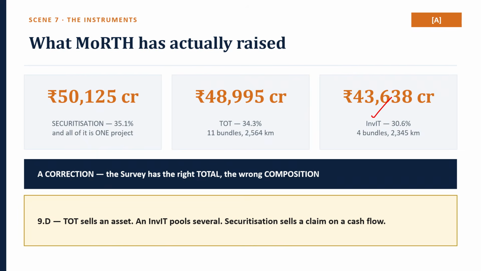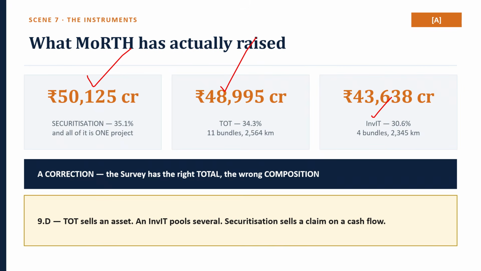And what MORTH, the Ministry of Road Transport and Highways, has actually raised. You have to say this as a correction. It is a teaching moment. To March 31st, 2025: 1,42,578 crore in total. Securitization through a special purpose vehicle, 50,125 crore, 35.1%, and all of it one project, the Delhi Mumbai Expressway. Toll operate transfer, 48,995 crore, 34.3% across 11 bundles and 2,564 kilometers.